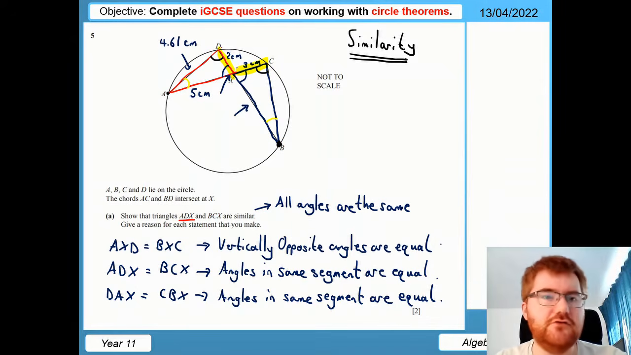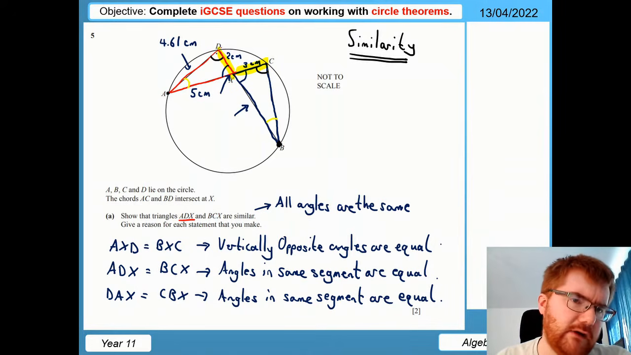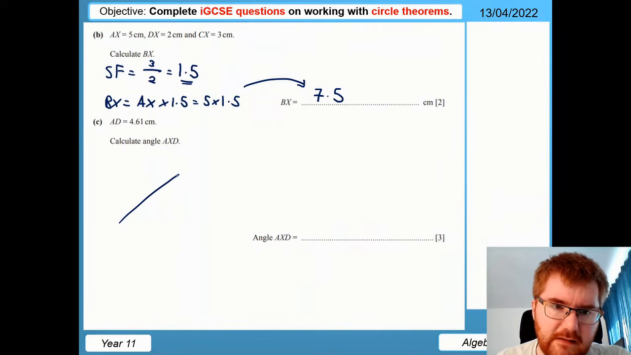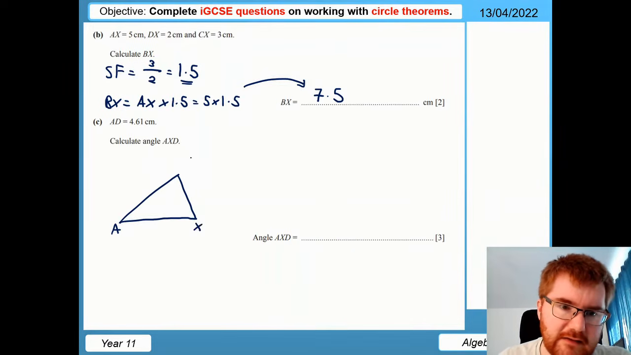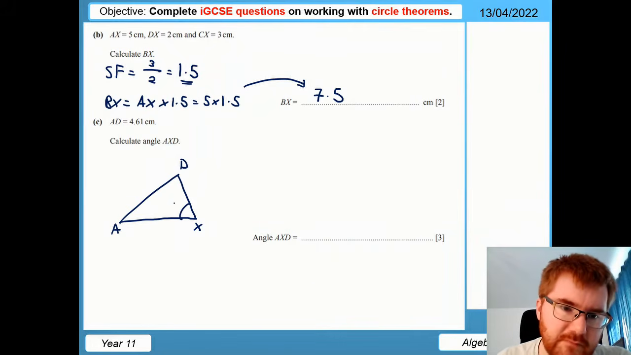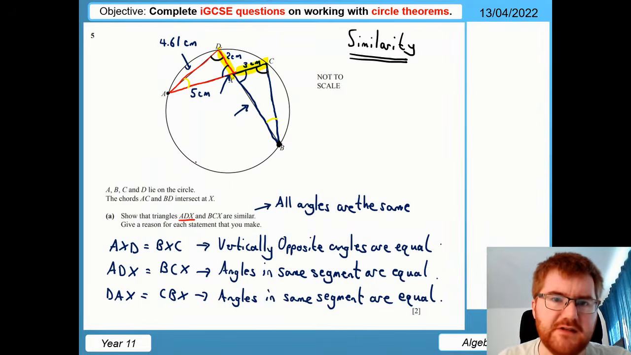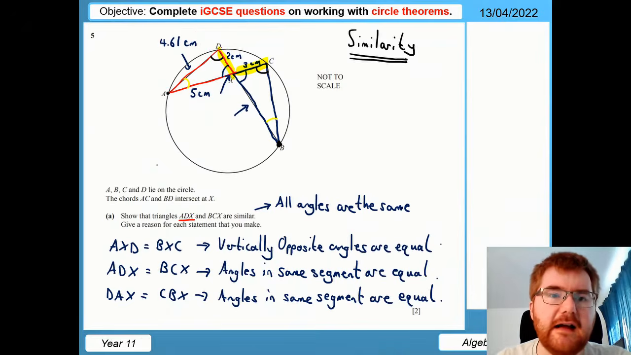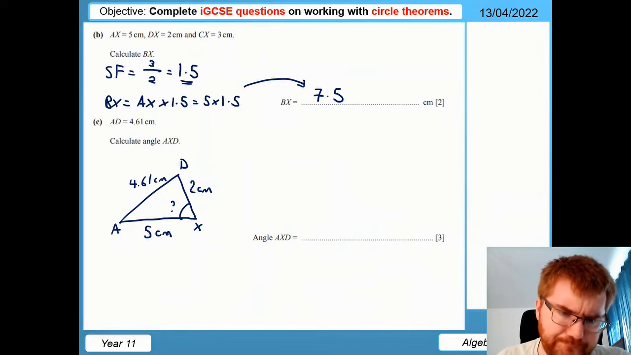And what I'm going to do actually is draw a separate sketch so you can see a bit more clearly what's going on here. So if I draw a sketch of a triangle, again, not to scale by any means. So I'm just drawing out this triangle here. AXD. Perfect, and we're looking for this angle, so our question mark, and we've got 3 sides, so 2 centimeters, this is now given to us as 4.61 centimeters, and this is 5 centimeters.